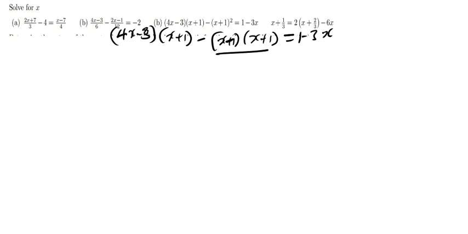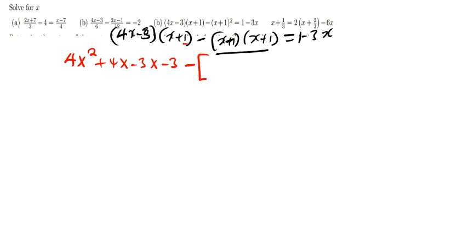Let's now expand. So 4x times x, that is 4x², 4x times 1, that is 4x, then negative 3 times x, that is negative 3x, negative 3 times positive 1, that is negative 3. We are good to go. We are following. Now, here is the issue. This negative is going to affect everything.